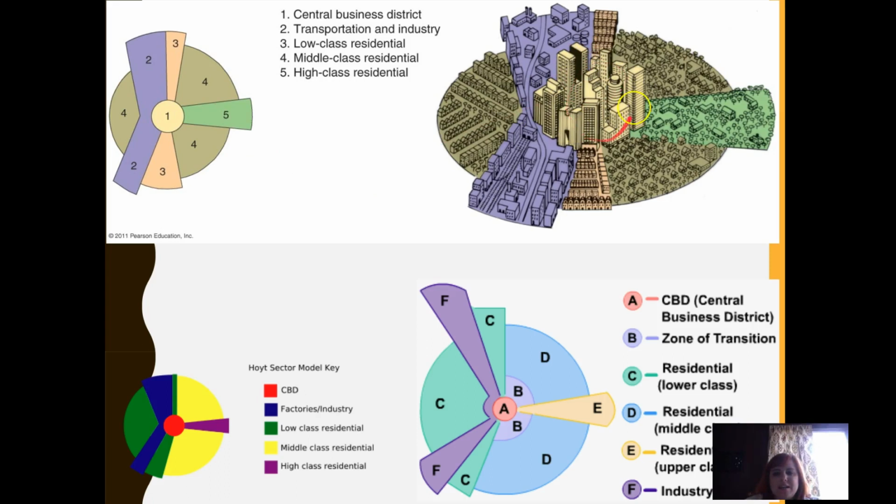It looks like slices of pie, sort of. So we have the CBD. It's in the same spot as it was with Burgess, right? Then our transportation and industry is this purple zone. Low class residential is this kind of pinky orange color. Okay. Middle class residential is this space right here, and high class residential is out here. So you can kind of see how a lot of this has to do with transportation, right? Transportation from the CBD. So it looks like that.